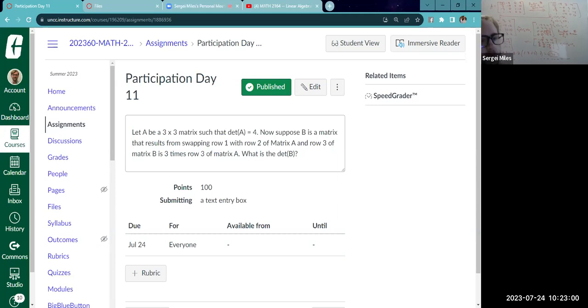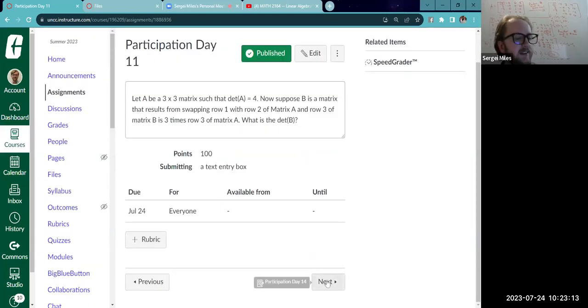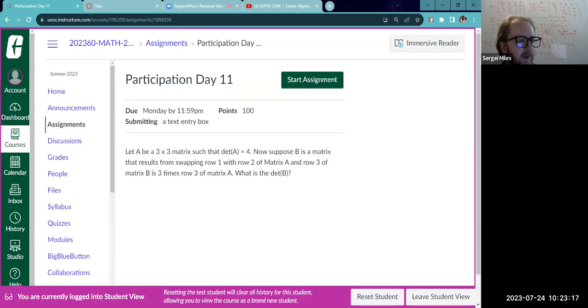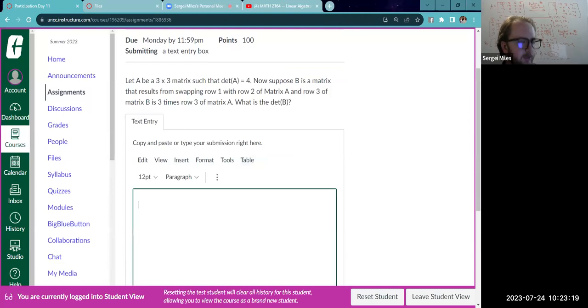So what is the determinant of B? Well, we swapped signs, so it should be negative, but it should also be 3 times bigger. So 3 times 4 is 12. Flip the sign. Our final answer for today is negative 12. So here you can go in and answer. What is the determinant of B? The determinant of B equals negative 12.